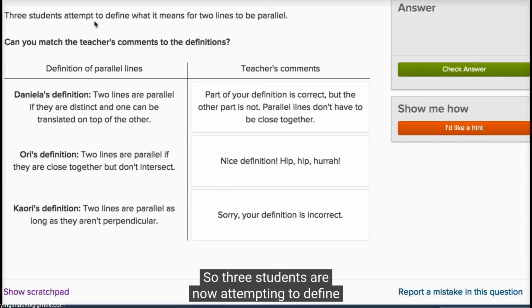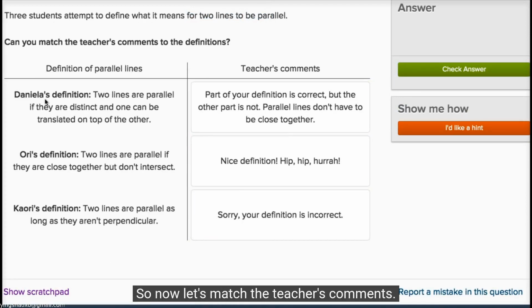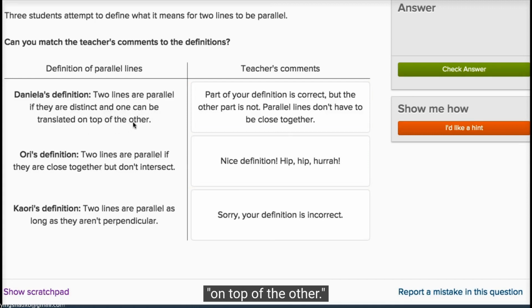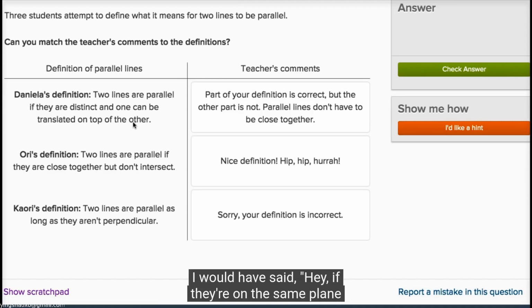So 3 students are now attempting to define what it means for 2 lines to be parallel. So now let's match the teacher's comments. Daniela says 2 lines are parallel if they are distinct and one can be translated on top of the other. All right. So that actually seems pretty interesting. That's actually not the first way that I would have defined parallel lines. I would have said, hey, if they're on the same plane and they don't intersect, then they are parallel.